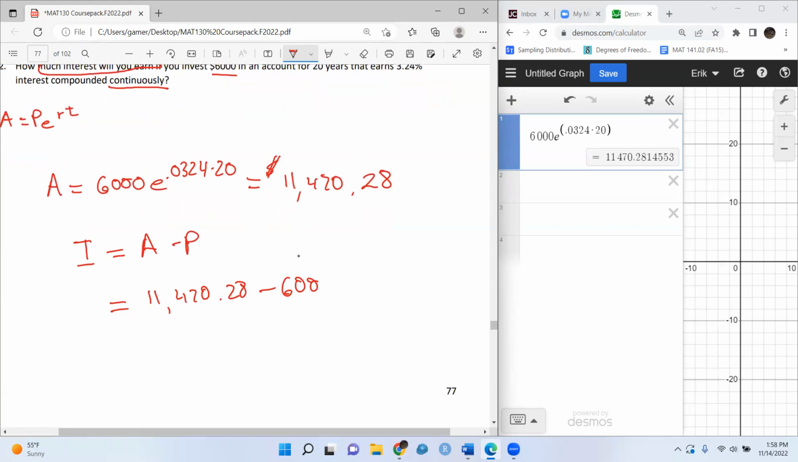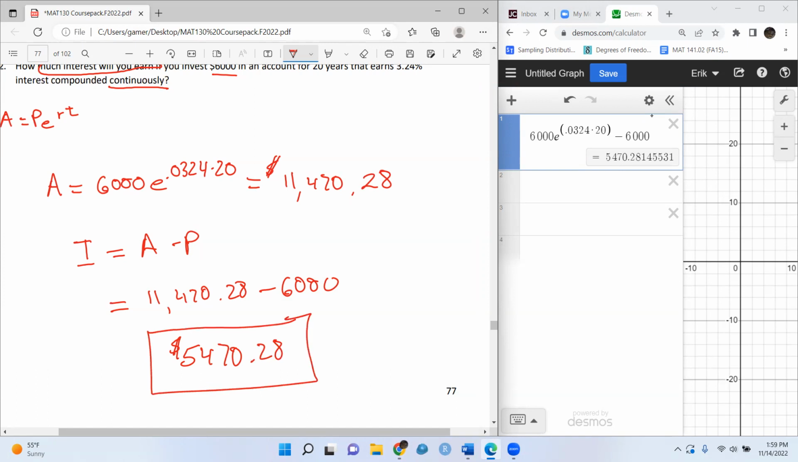Like it's really just a test of, are you paying close attention to what the question is asking? And that means your final answer is the 5,470.28. Be mindful of that when you take the final exam. Sometimes it's just the minor details that can get you caught up.